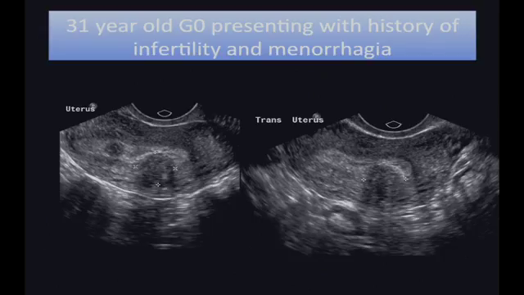So now let's move on to another type of intracavitary abnormality, a 31-year-old gravida 0 presenting with a history of infertility and menorrhagia. And as we can see here, we have fibroids associated with the endometrial cavity on this sagittal and transverse view of the uterus.